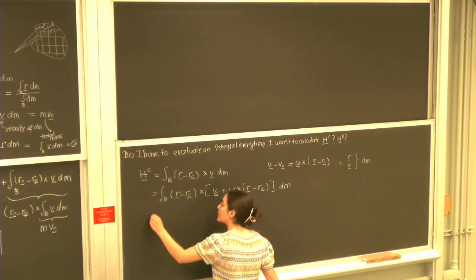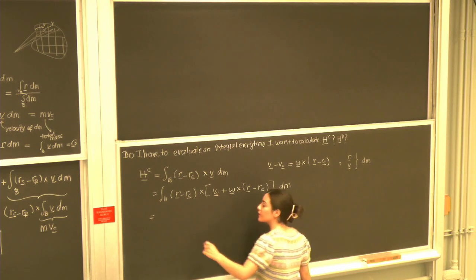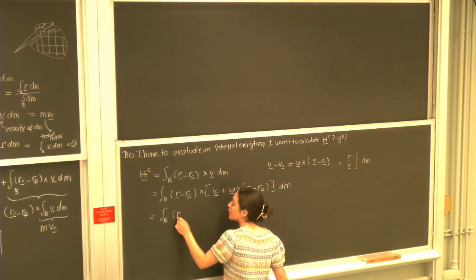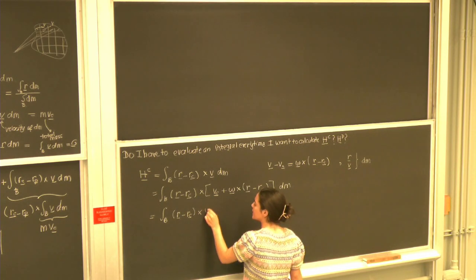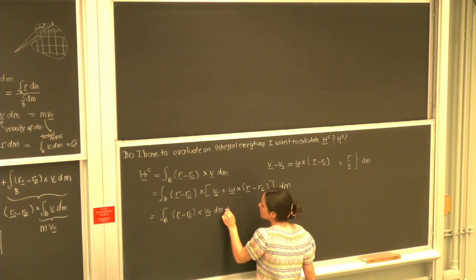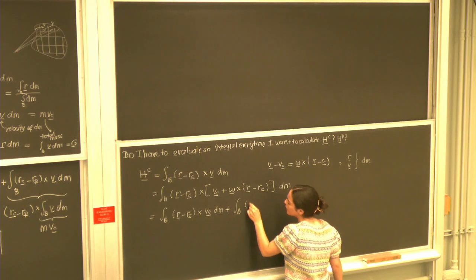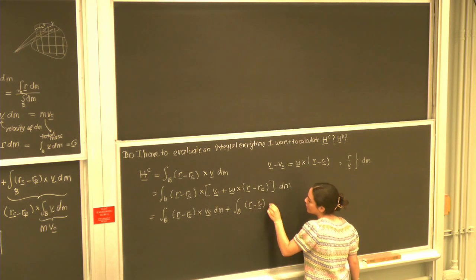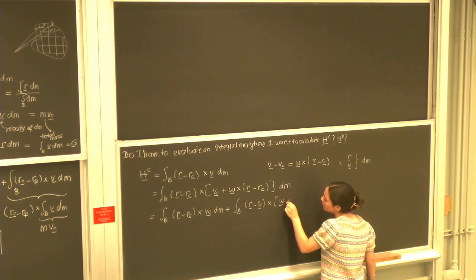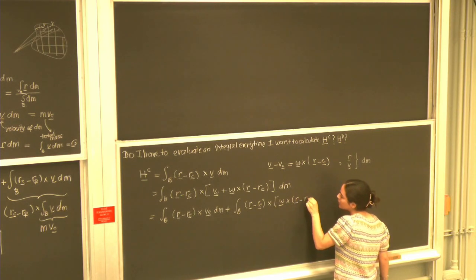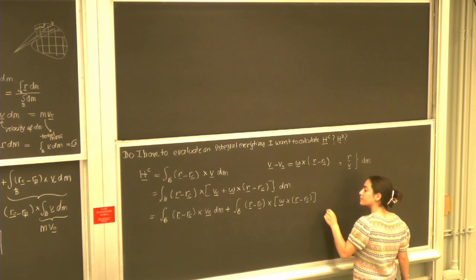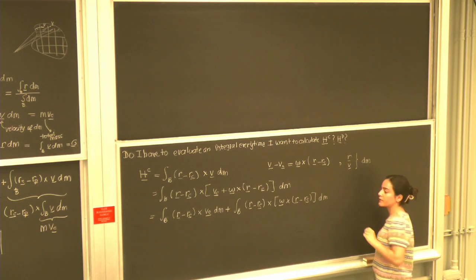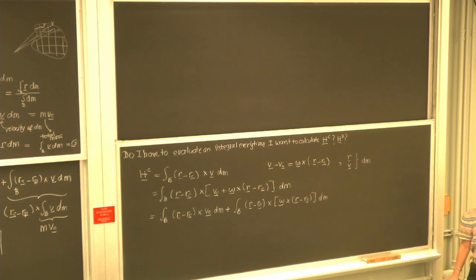Okay, and I'm going to separate this integral into two. The integral over the body of (r minus rc) cross vc dm, plus the integral over the body of (r minus rc) cross omega cross (r minus rc) dm. Did I make any mistakes? Questions?